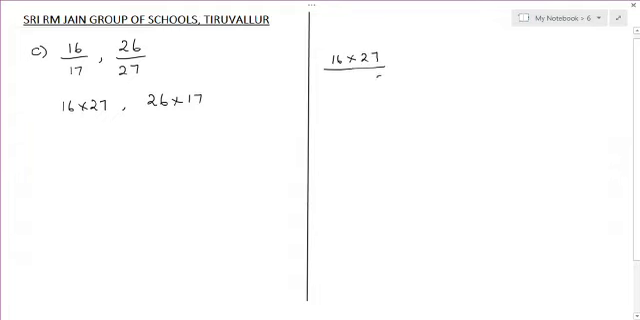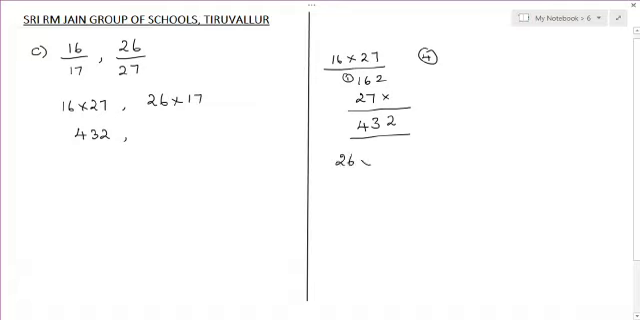6 sevens are 42, 4. 6 twos are 12. 12 plus 4, 16. 1 into 7 is 7. 1 into 2 is 2. When you add 2, 6 plus 7 is 13. Balance 1. And if you add this, it is 432. So here it is 432.